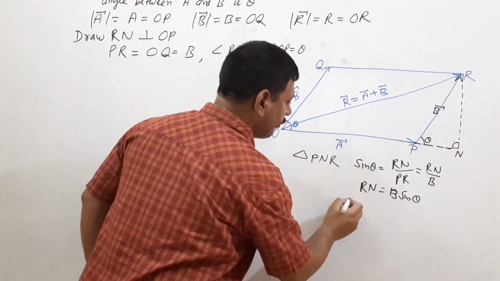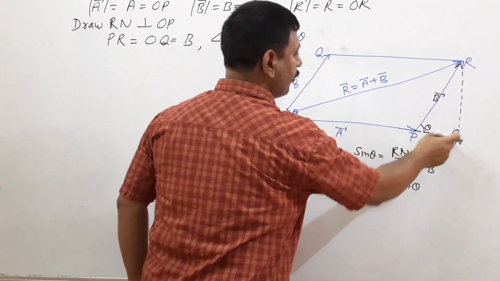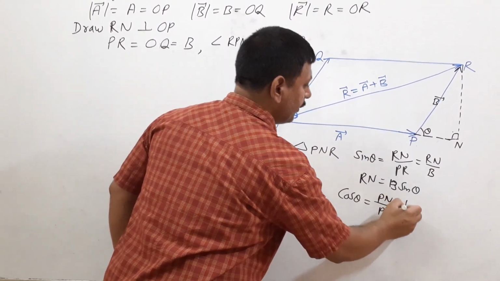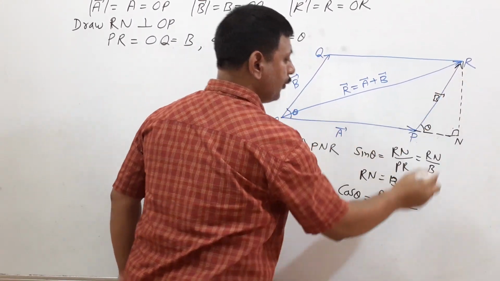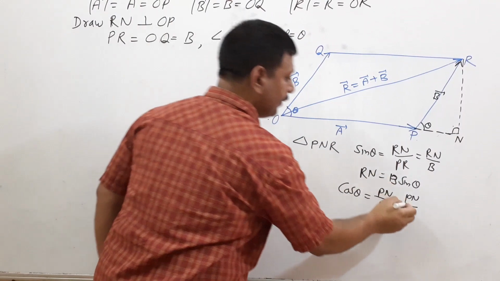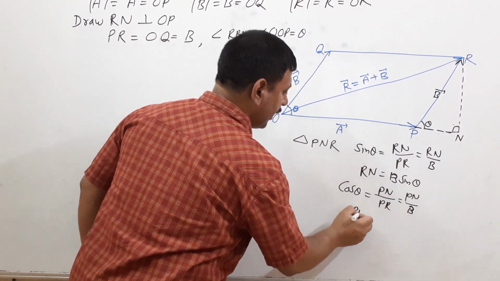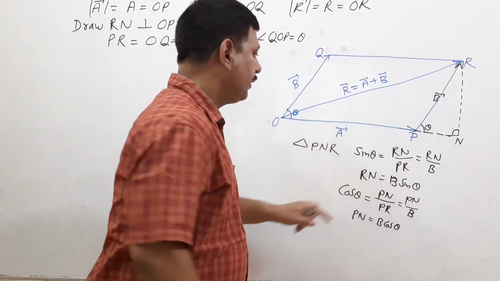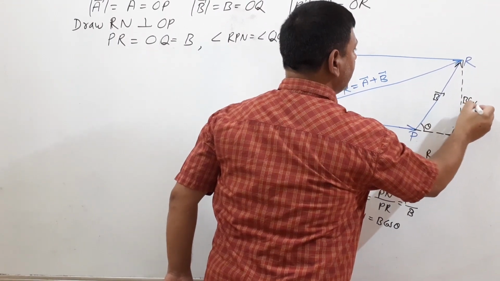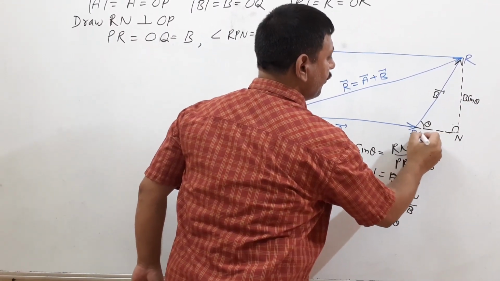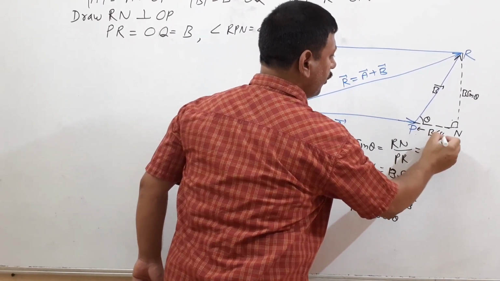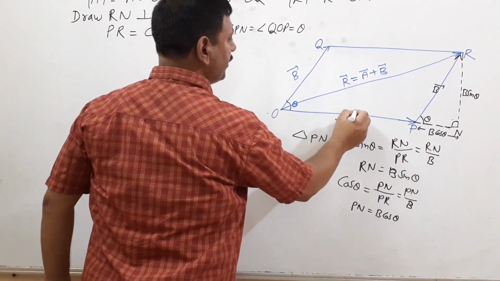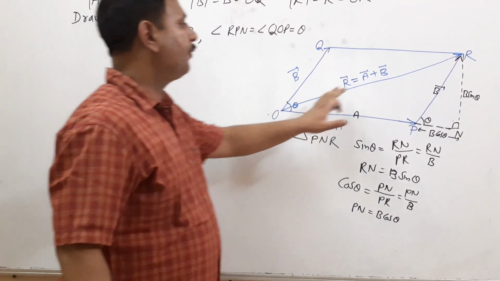Same way, if we take cos theta in this triangle, cos theta is base upon hypotenuse, that is PN upon PR, and this PR is equal to magnitude of OQ, that is B. Then PN is equal to B cos theta. RN I have found, this is B sin theta, and this base is B cos theta. And this OP is equal to how much? A. So see here, we want to find the resultant.